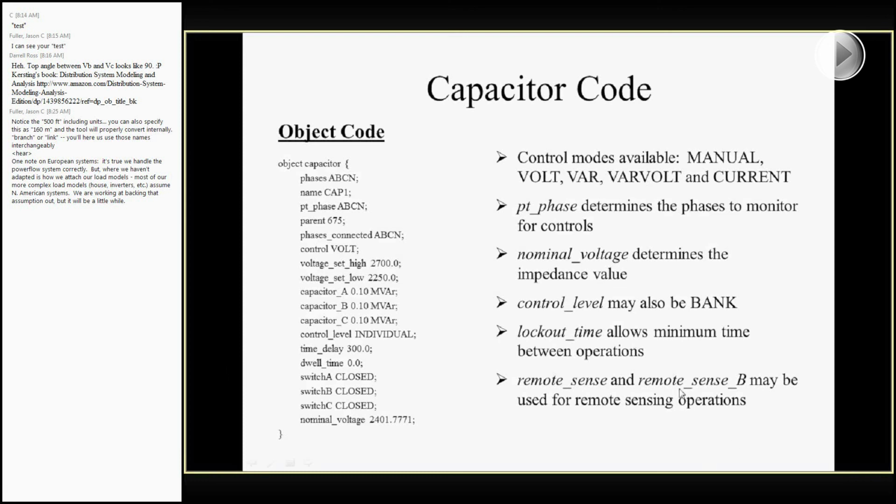And then remote sense B, they're used for looking at other points on the system, and that's all covered in the documentation. Basically, remote sense is just if you ever want to look at a particular line for VAR or current mode, or if you want to operate it in volt mode, you can tell it remote sense and have your capacitor switch off of, say, an end-of-line voltage instead of wherever it's actually attached.